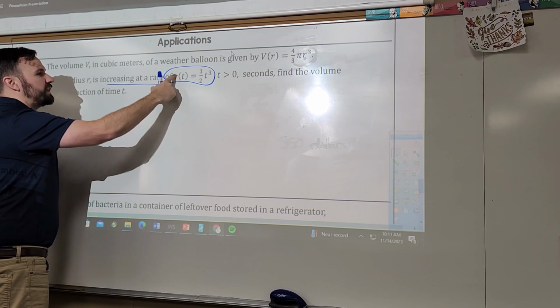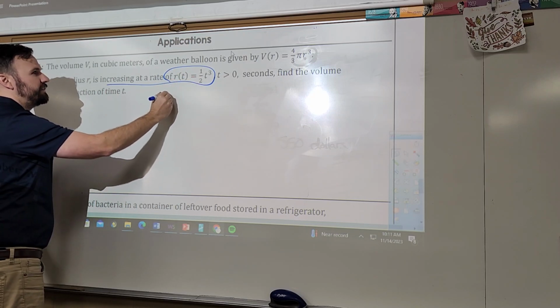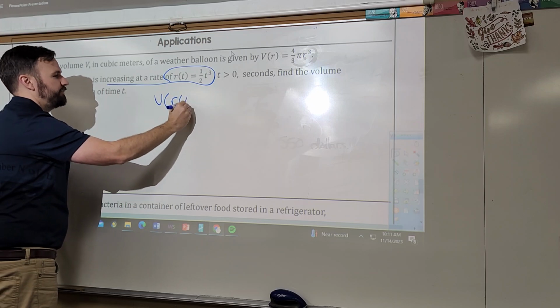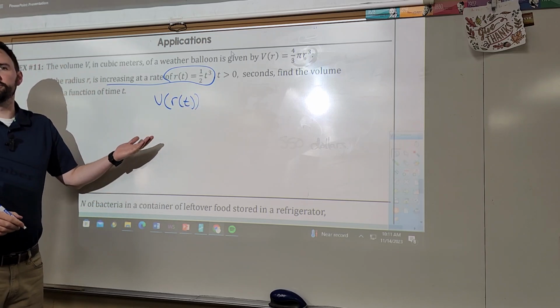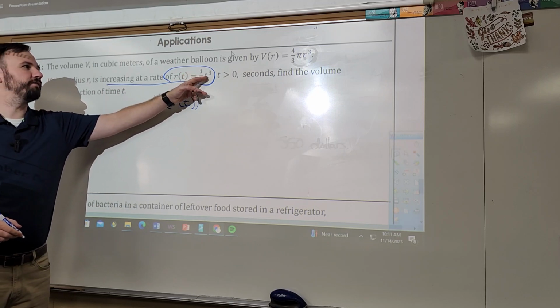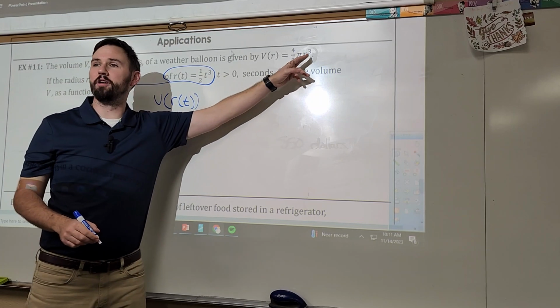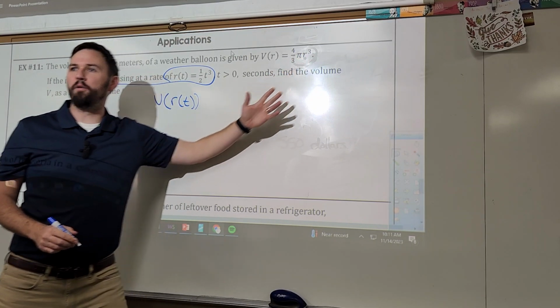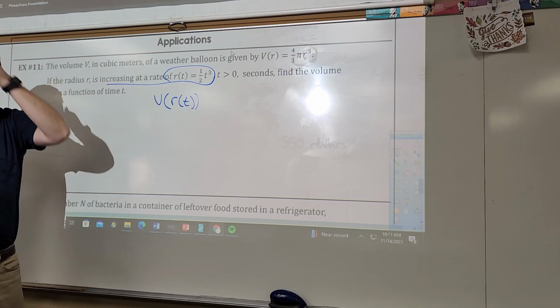So how do I get R? By plugging in T, right? So what I'm going to do is V of R of T. Do I have to think about it this way? No, I could just use substitution, right? 1/2 T to the third equals R, right? So I could just plug that in for R. But I want to show you how this is a composition of functions.